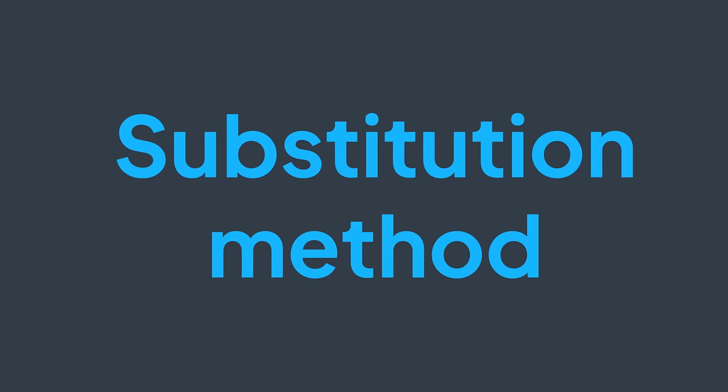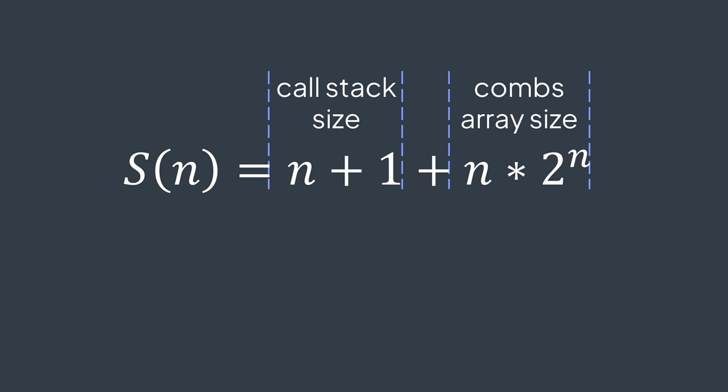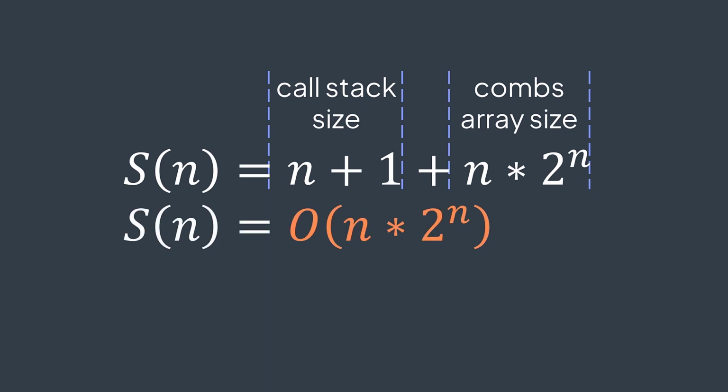And for the space complexity, we have n plus 1 for the call stack size, the length of the longest branch in the recursion tree. But we also need to count the required space to store the combinations. The length of a combination is n, and it has 2 possible characters, so we have 2 power n possible combinations. And the length of each one of them is n, so we need n times 2 power n space to store them. We get O of n times 2 power n as space complexity.